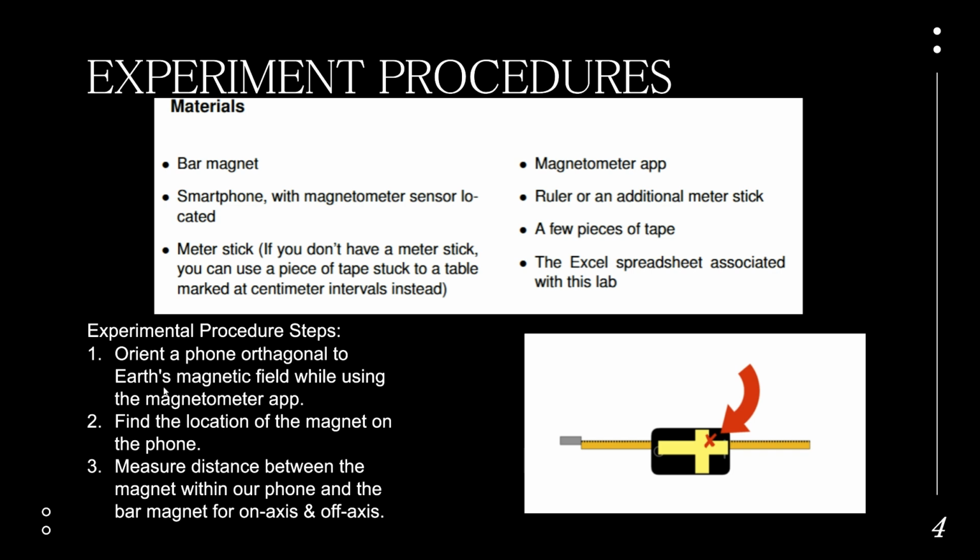We had to start off by first orienting a phone orthogonal to Earth's magnetic field while using the magnetometer app. Then two, we had to find the location of the magnet on the phone that we were using, and then we had to use tape in order to denote that location. And then three, we had to measure the distance between the magnet within our phone and the bar magnet for on-axis and off-axis. And this is a picture of us doing it for on-axis right here.